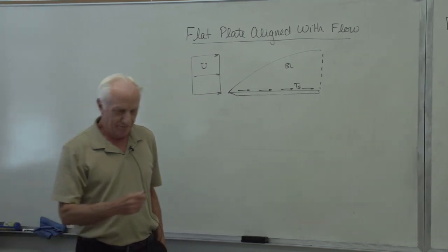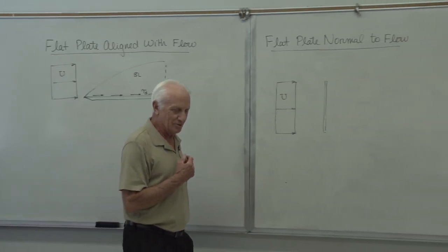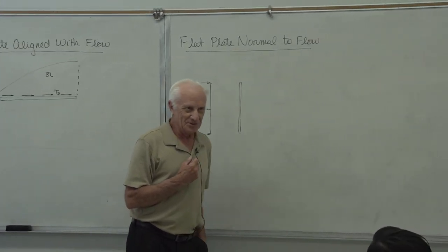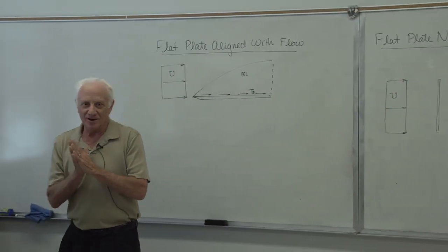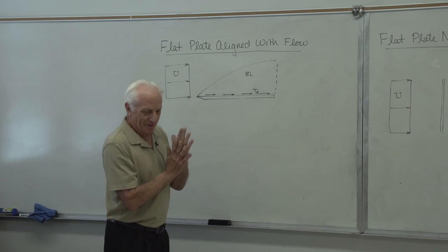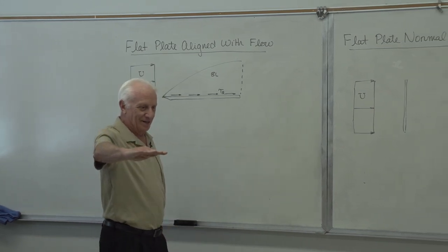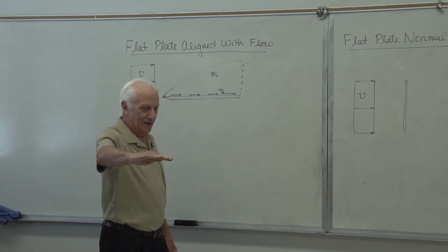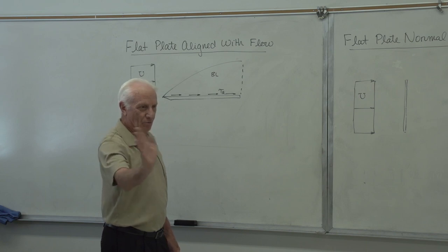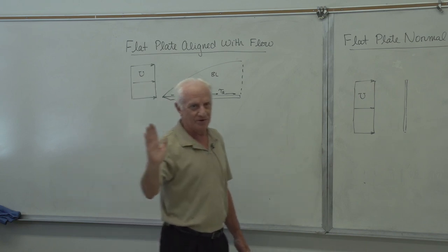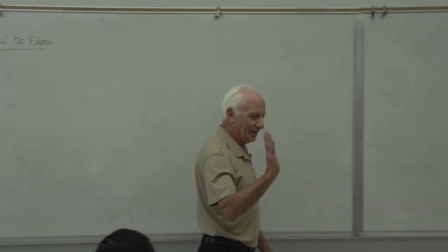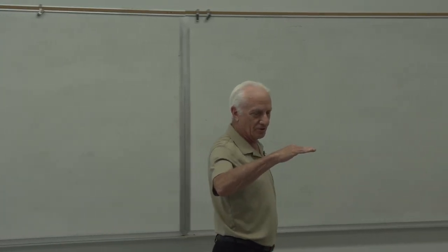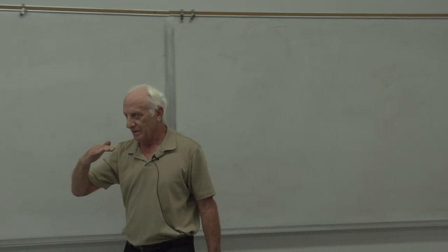Take your hand carefully, do this. Maybe you're a passenger in the car. I don't want to see you driving with just one hand on the wheel. So you're the passenger in the car. Roll the window down. Hold your hand out like this. Okay. Now rotate your hand 90 degrees. Whoa, I feel a much bigger force on that now. The drag force on that normal orientation is much greater than the drag force on the tangential orientation.